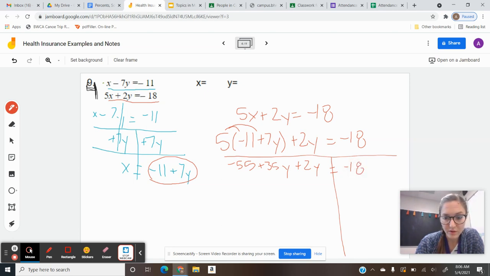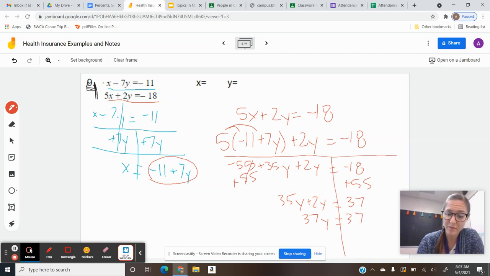Okie dokie. So now I'm going to add 55 to both sides to get rid of that 55. And I have 37 over here. Those canceled out. I'm left with 35y plus 2y. I can go ahead and combine these. They're like terms. If I have 35y's and I add 2 more, I have 37y equals 37.